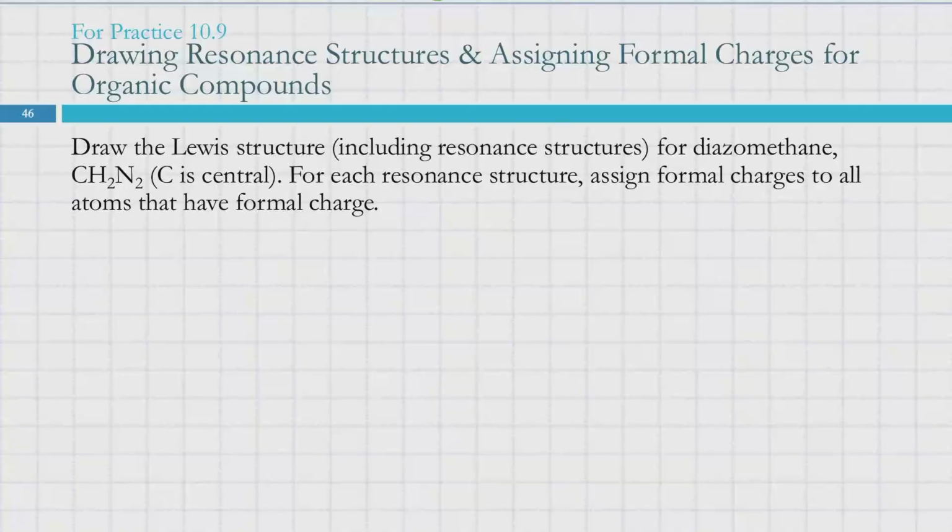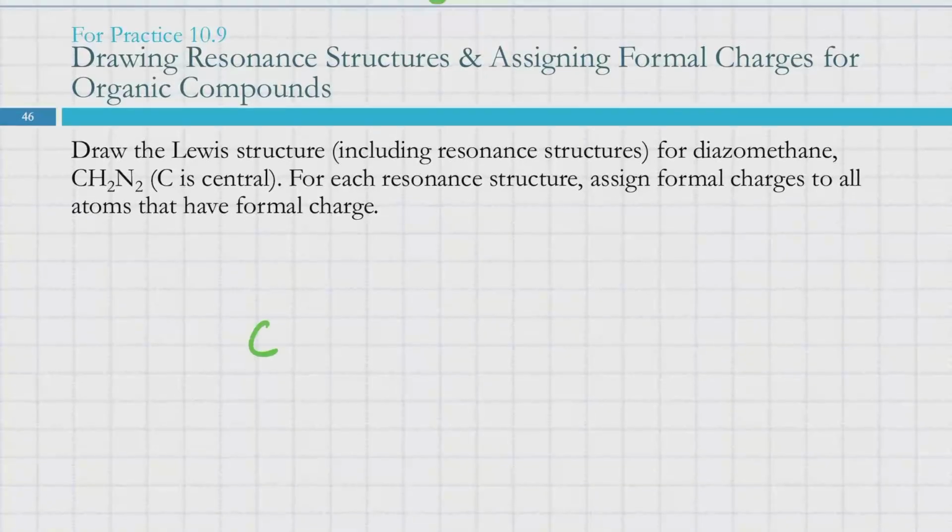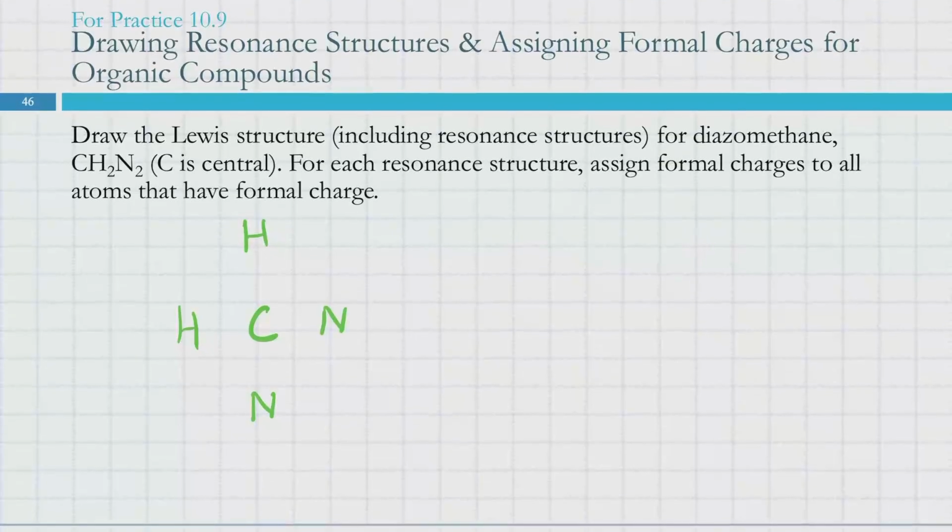So to start out drawing a Lewis structure, we need to lay everything out. We need our skeletal structure. We're told that carbon is central, so we're just going to plop everything onto carbon. So we can put everything onto carbon, and then connect it all with bonds.